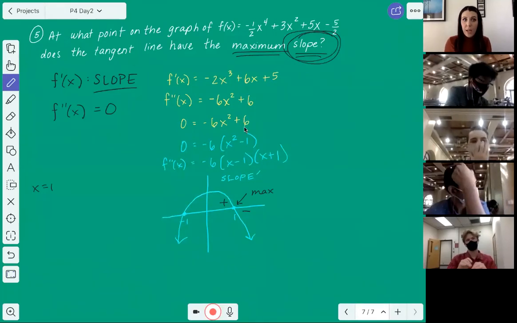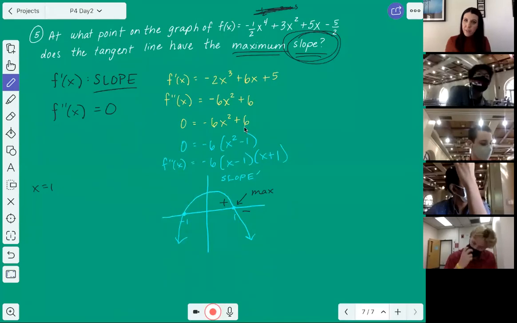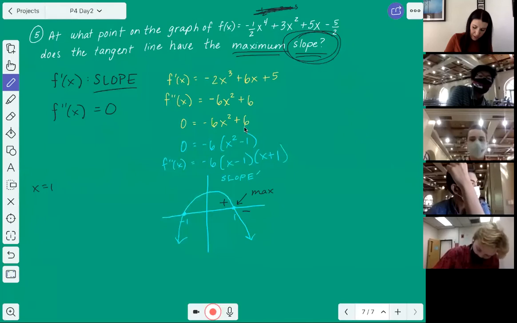The question was, at what point on the graph? So this is also where some of you struggled. Some of you just did this in your head or made little notes up above and wrote stuff like this and don't have anything labeled. You're getting marked off for this. You have to label stuff and show all of your work. So we know x is equal to 1 is where the max happens.